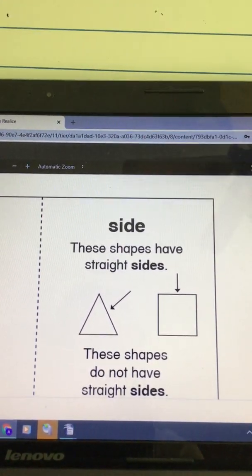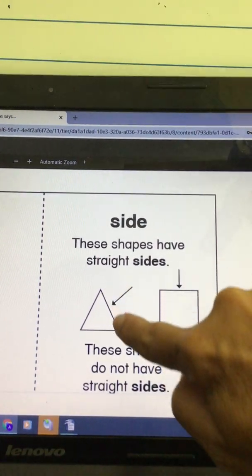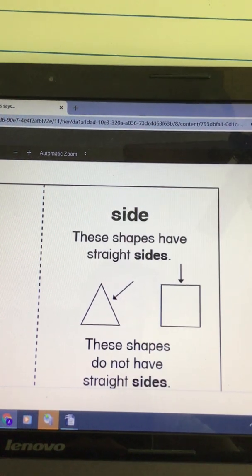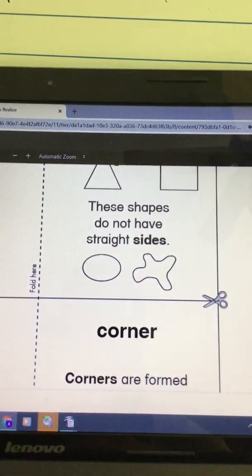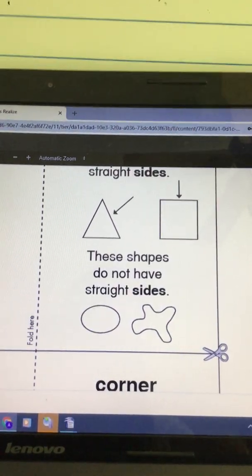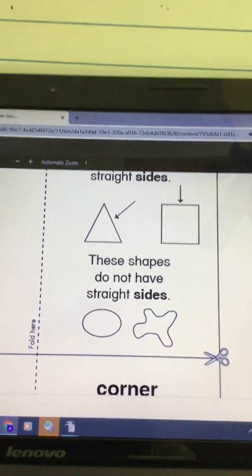Side. These shapes have straight sides, so they're pointing to the straight parts. These shapes do not have straight sides. Let's show down below, right here. So those are curvy parts. So the straight parts are called sides, and you heard me when I counted the sides on the hexagon, I said it was the straight parts.